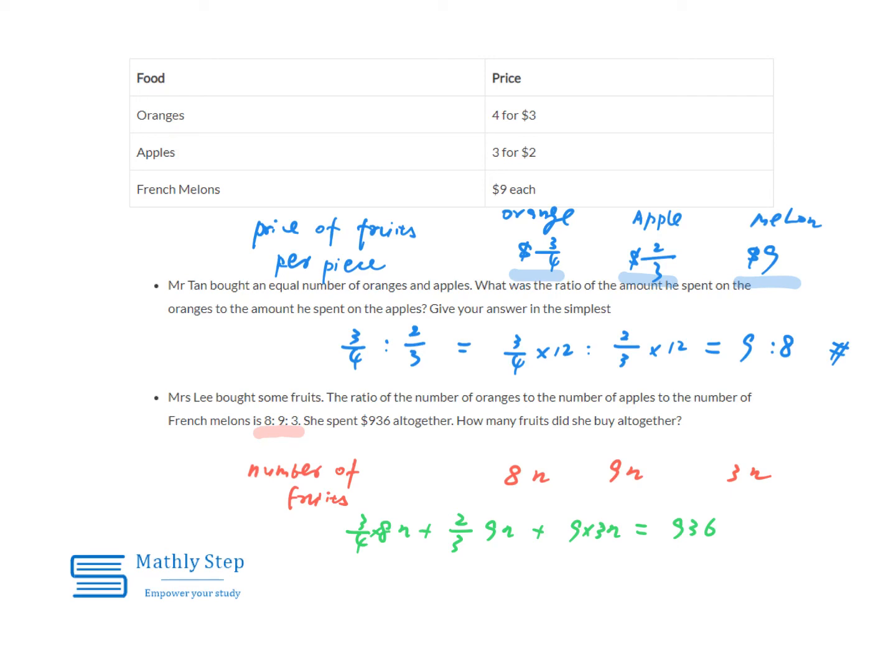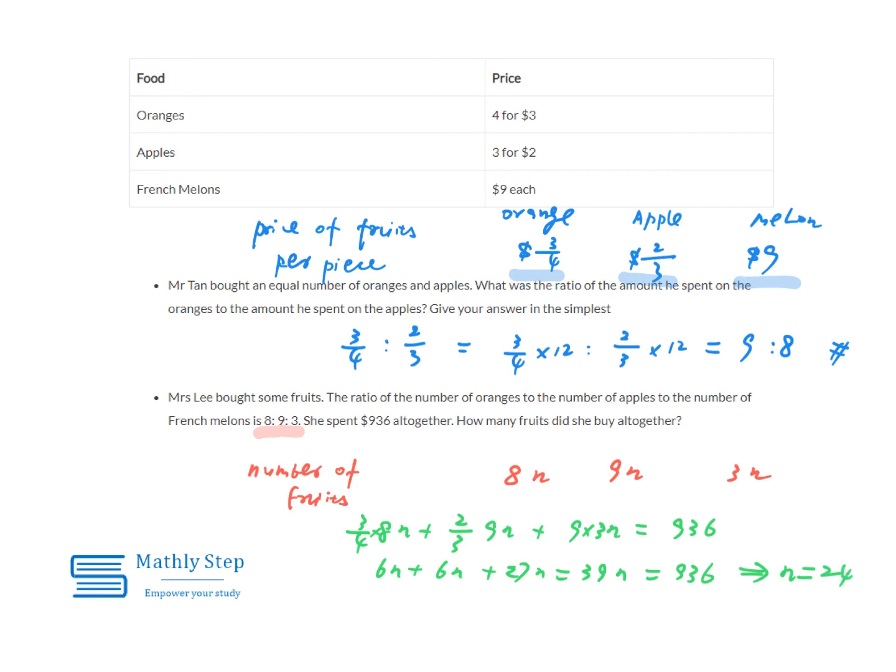Let's simplify the left hand side. The first term gives us 6n. The second term gives us 6n. The third term gives 27n. If you sum everything together, that's 39n equals $936. And this gives us that n should be equal to 936 divided by 39, and that is 24.